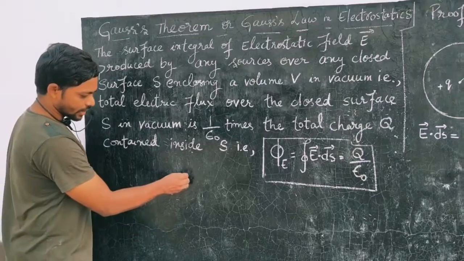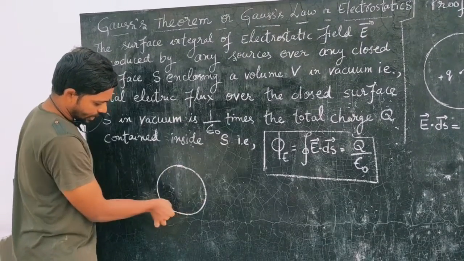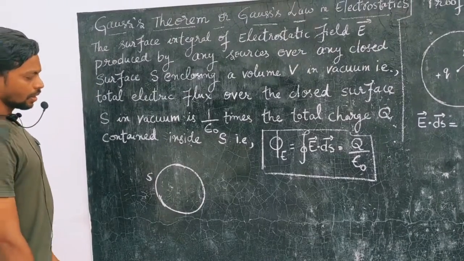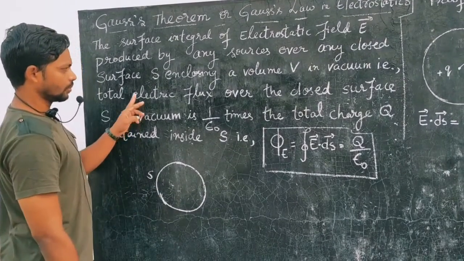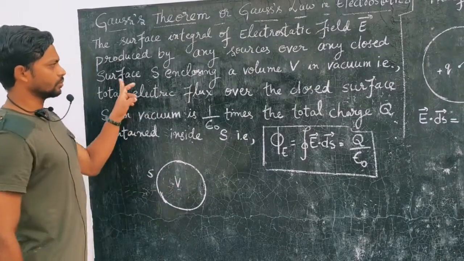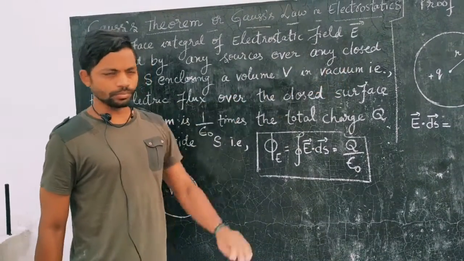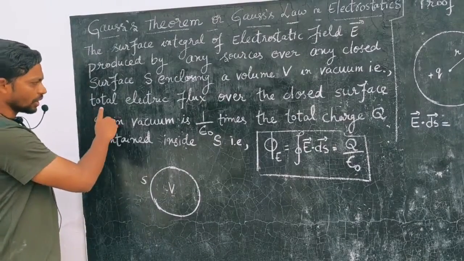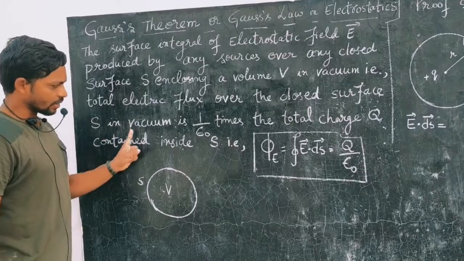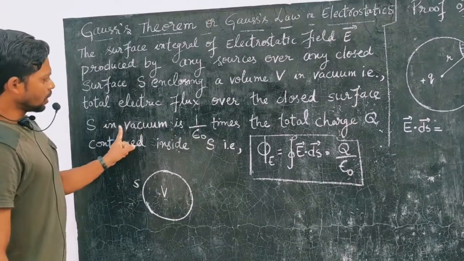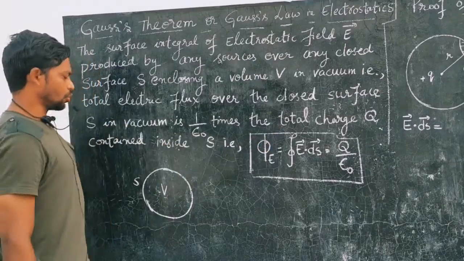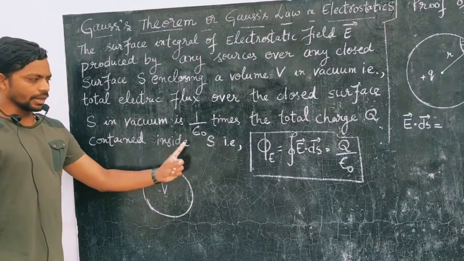For example, let us say this is a closed surface S, and it is enclosing some volume V in vacuum. That is, the total electric flux over the closed surface S in vacuum is 1 by epsilon naught times the total charge Q contained inside S.